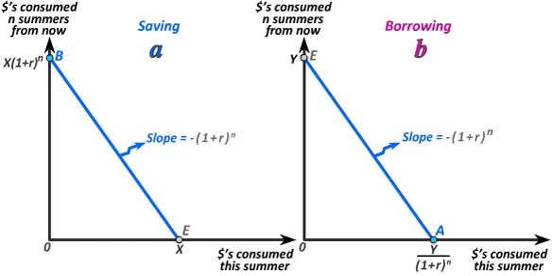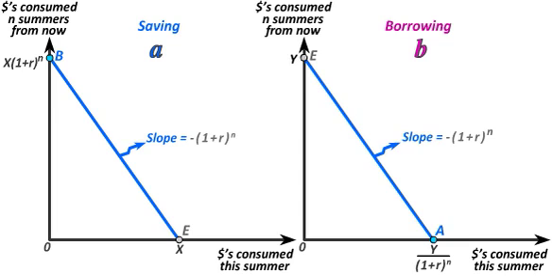It should make intuitive sense why the slope of the intertemporal budget constraint is the same regardless of whether we're borrowing or saving, assuming that savers and borrowers face the same interest rate. In both cases, this slope is the opportunity cost of consuming $1 now, in terms of how much we're giving up n periods from now. If we're in the savings scenario of panel A, then if I consume $1 now, I'm giving up not only that dollar, but also the interest I could have earned on that dollar over the n periods until n summers from now.